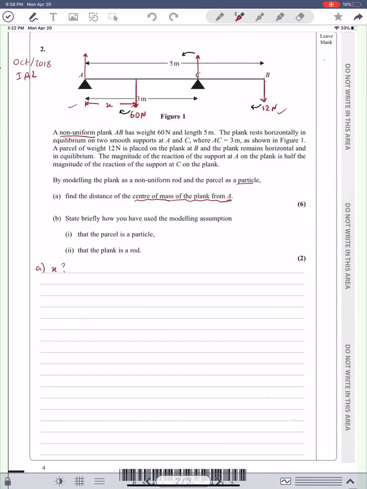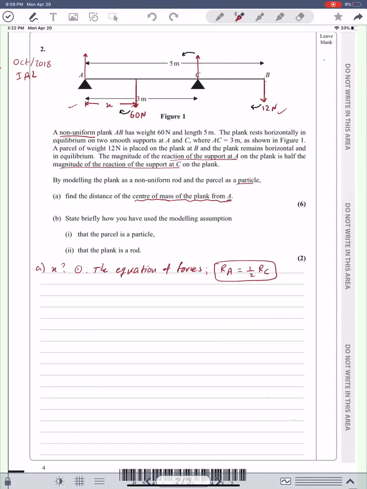We have two steps, we said. First step, we write the equation of forces. He told me now that the reaction at A is half of the reaction at C. So you write this: the reaction at A is equal to half the reaction at C. It's better to write what you are given in the question.